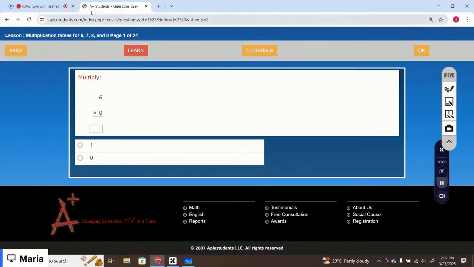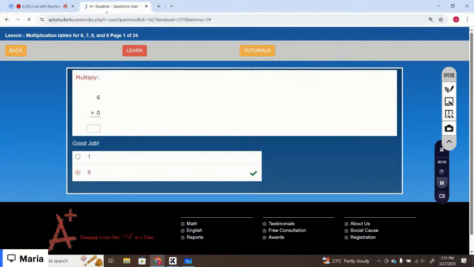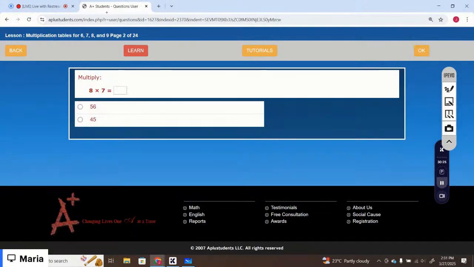6 times 0 equals 0, and any number multiplied with 0, the answer is 0. 8 times 7 equals 56. Option number 1 is the correct option.